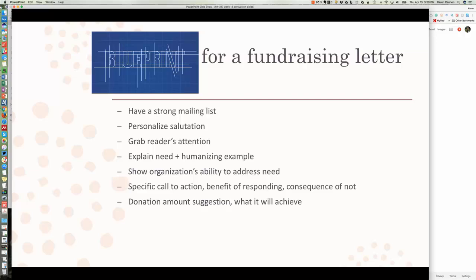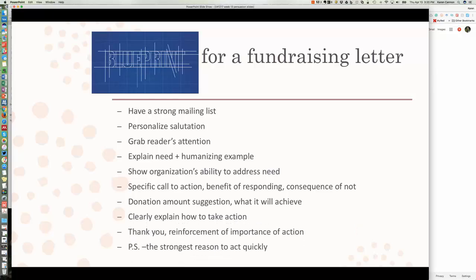So if you say in a letter, $25 or even $5 is a suggested donation, and this is what we can do with that particular donation, that's going to be much easier for people to react to and respond to. Making it easy for people in terms of mental energy to expend when you're trying to persuade them is definitely something you want to aim for.